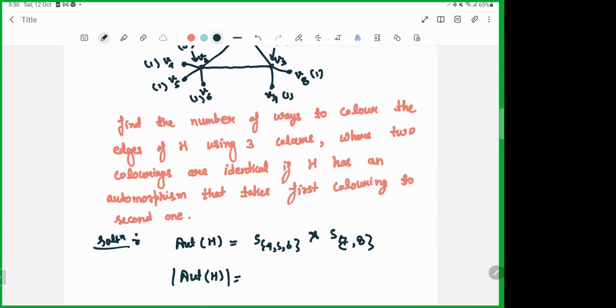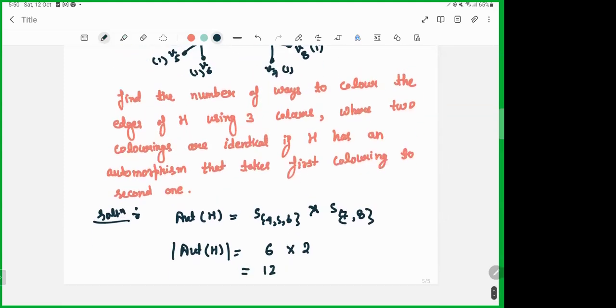We discussed this last time, right? The symmetric group. What is the cardinality of the symmetric group on three symbols? It is 6, 3 factorial. And the symmetric group on two symbols is 2, so this is 12.